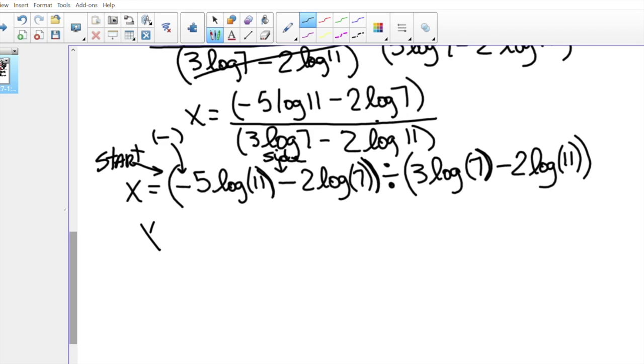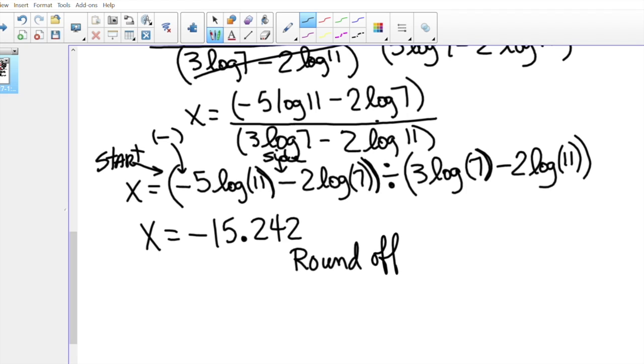And so if you have written or typed that in, now the answer would be negative 15.242. And like I said, I like for you to round off to 3 places.